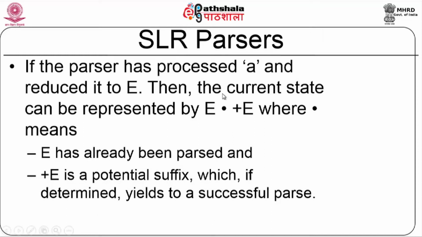So, you are looking at the same expression grammar and your string is now A plus B. Now, how the SLR parser works is what we have shown here, E dot plus E, where the dot means the first E has already been parsed, and plus E is a potential suffix which, if it is found, will yield a successful parse tree. So, that is what we are talking about as SLR parser.